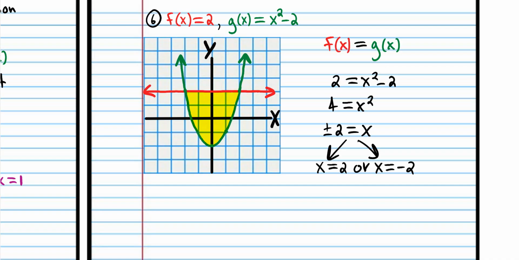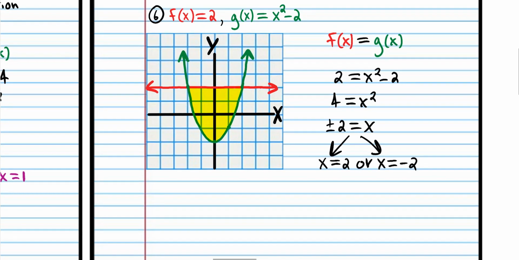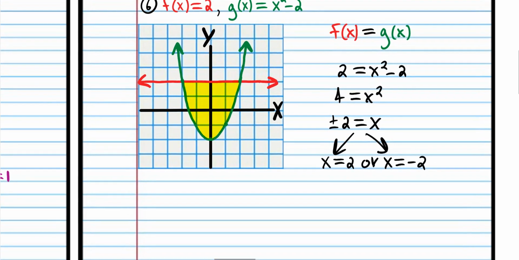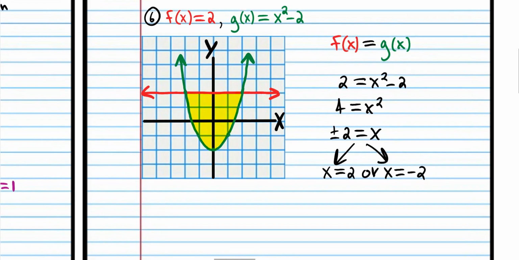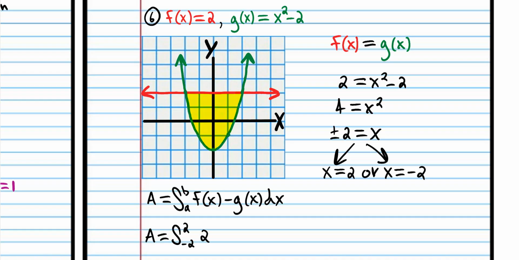Okay, so now we know that the x value at this point is negative 2, and the x value at this point is positive 2. Even though we have the graph, we don't know that for sure. Again, there's no guarantee. Only by solving the equations can we know for sure. So that's another reason we do it. So here is the master equation for today's work. We're going to integrate from negative 2 to 2. F of x is 2, and g of x is x squared minus 2.